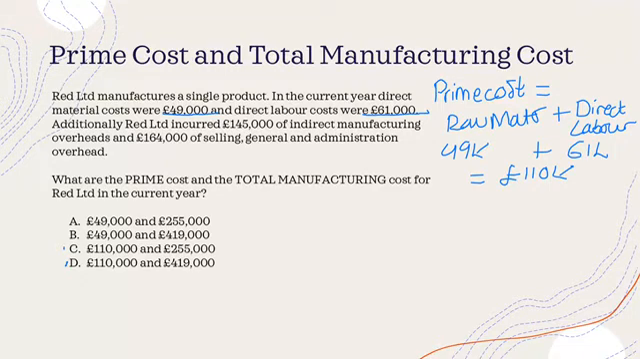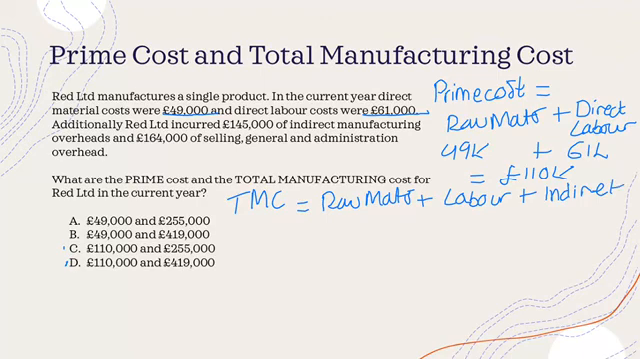Now to work out the total manufacturing costs, so TMC, that is equal to raw materials, or mats, plus labour plus indirect manufacturing overheads.